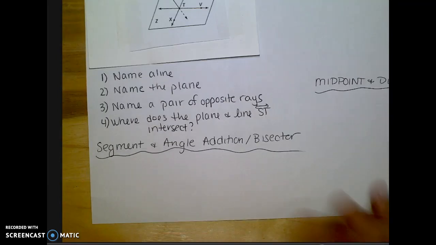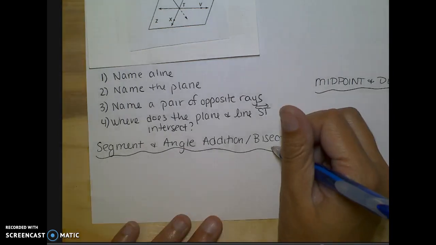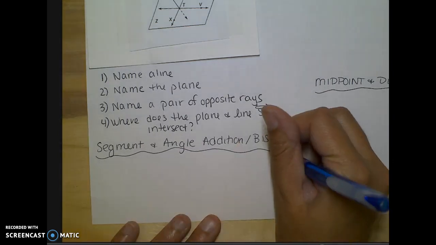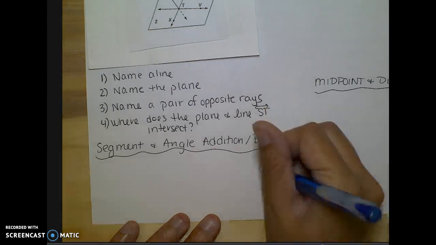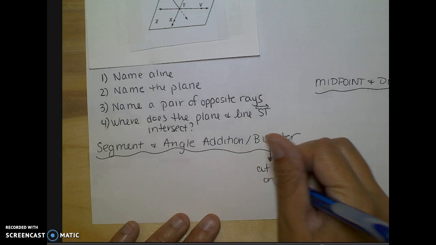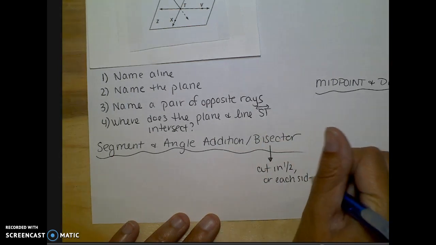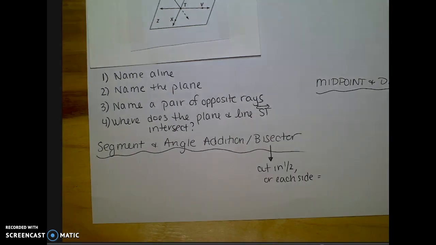The other thing we did was segment and angle addition slash the bisector stuff. So this was kind of like if they give me 2 things, I set them equal. If they give me 3 things, I add them up and equal to something. So bisector means cut in half, or each side is equal. Addition means we're going to add stuff up.